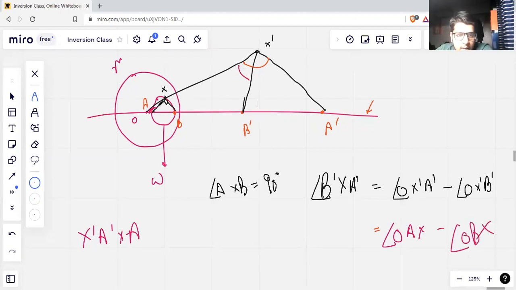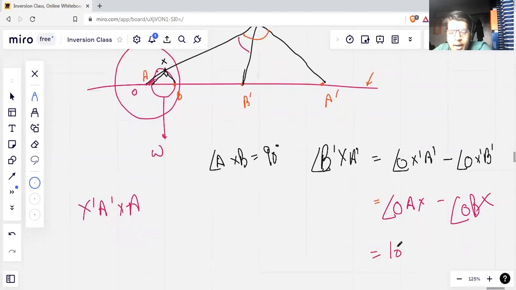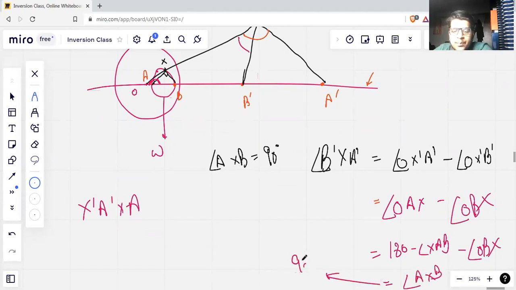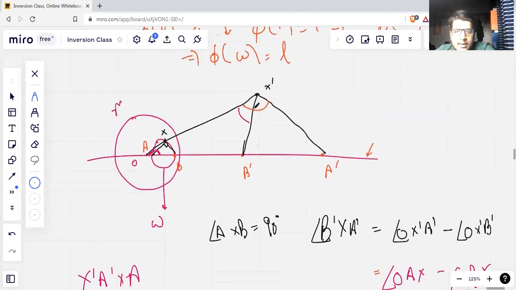Now notice that angle OAX will be 180 minus angle XAB. This thing minus angle OBX, which is just angle AXB, and this thing is just 90. Right? So we get that this angle is also 90 degrees. So if we consider the circle with diameter A dash B dash, the figure is horrible.